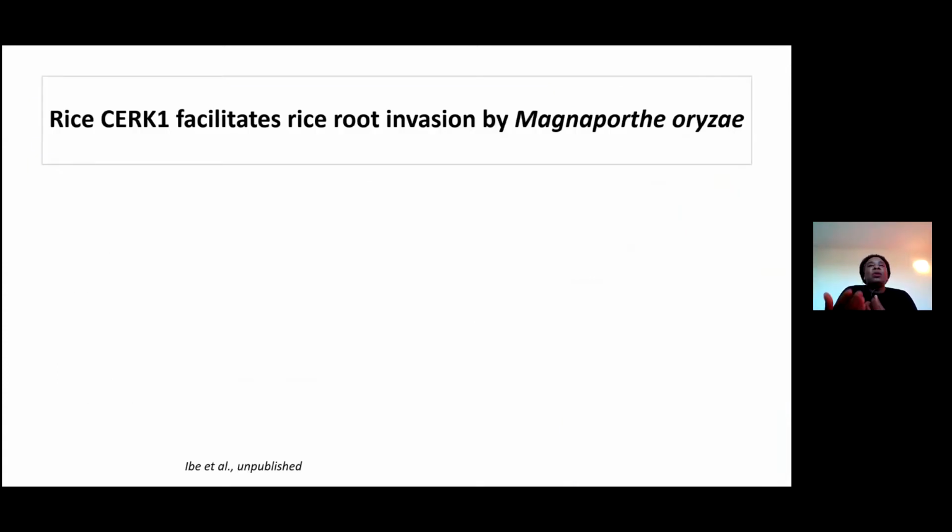It was really an interesting finding, really shocking at first, because I wasn't expecting to see the phenotype that I saw. I would have expected that CERK1 would act the same way that it acts in the leaf, by protecting the rice plant, but instead it did the opposite.